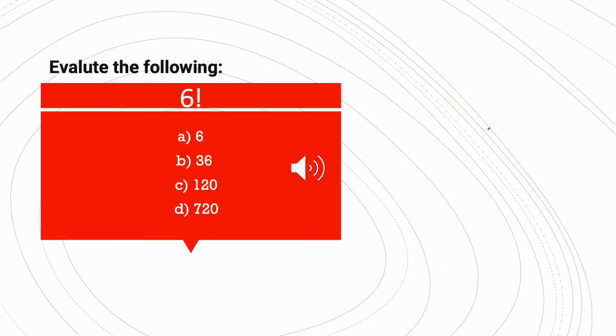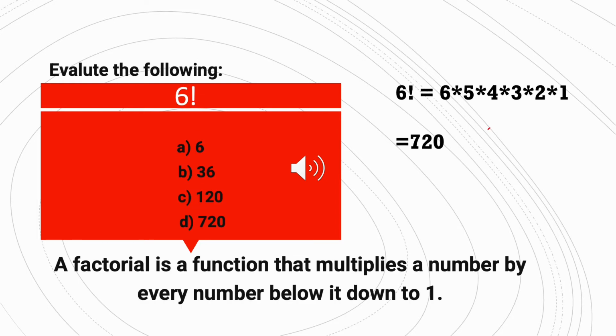Evaluate the following. 6 factorial. The correct answer choice is D, 720. A factorial is a function that multiplies a number by every number below it down to 1. So 6 factorial equals 6 times 5 times 4 times 3 times 2 times 1, which equals 720.